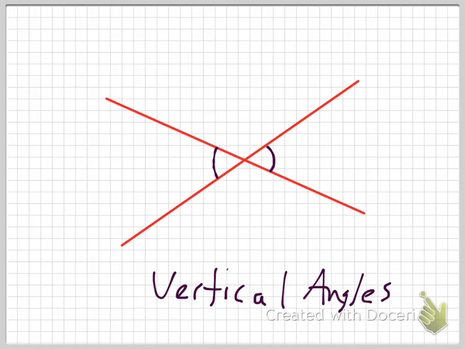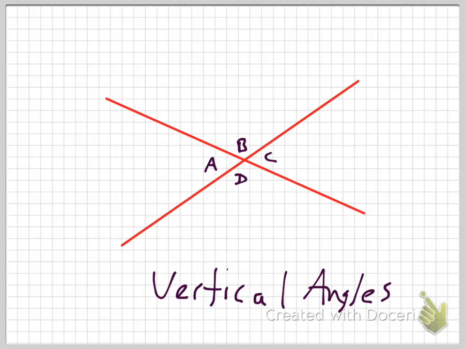Here's why. I want you to see the reason why, okay? When you have two lines that intersect, the opposite angles are equal. They're called vertical angles. Here's why. Let's call this angle A, angle B, angle C, and angle D.